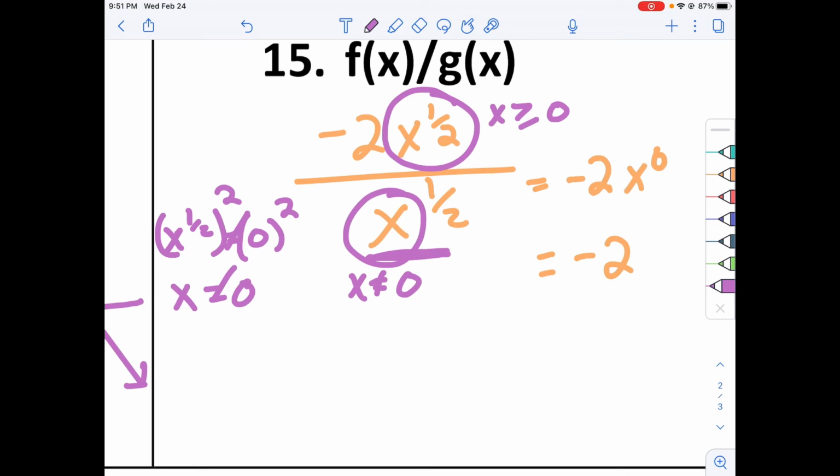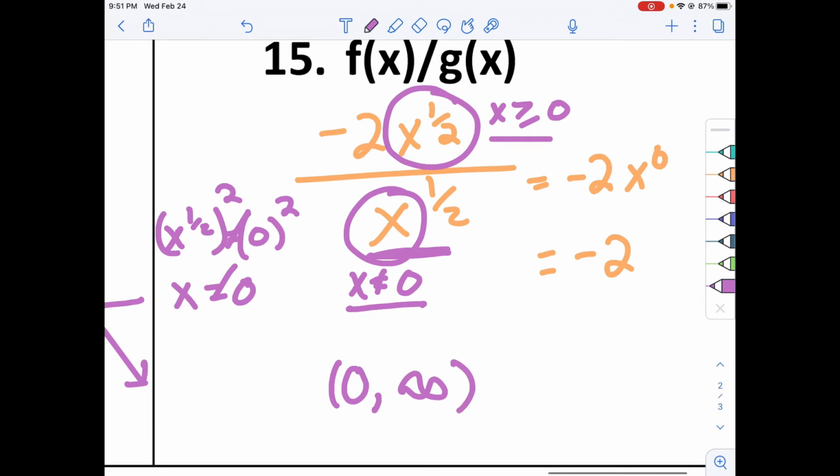So we combine the two domains. X is greater than or equal to 0 combined with x cannot be 0 tells us that we need everything that's 0 or greater, but that parenthesis tells us we're not including 0.